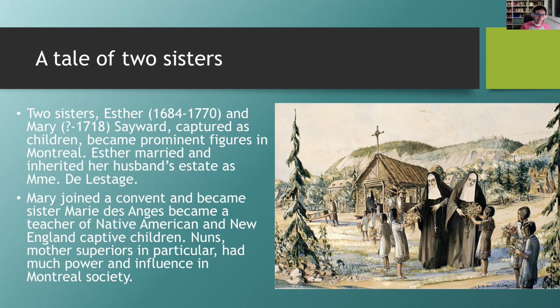Esther ended up marrying and inheriting her husband's estate. And she actually became Madame de l'Estache. She became a prominent figure. She became a donor. She became preoccupied with aiding nuns and nurses and teachers in her community. Her sister Mary actually joined a convent of Ursuline nuns and became Marie des Anges, and she became a teacher of Native Americans and New England captive children.